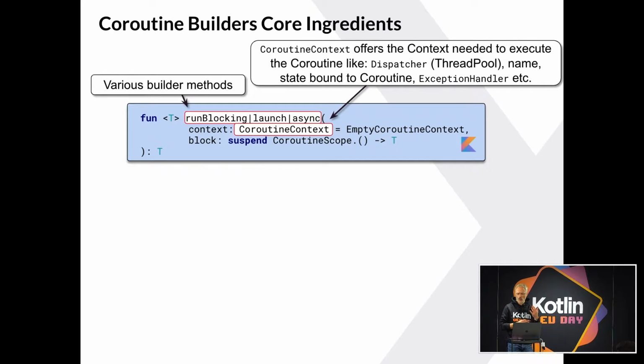And one thing that is very important to know is that you need a dispatcher. Eventually, a coroutine needs to be run on a thread. So you need some sort of thread pool. And by default, you get the default thread pool, which has as many threads as you have cores. And you can also have other things like state that is bound to the coroutine, exception handler, and so on.